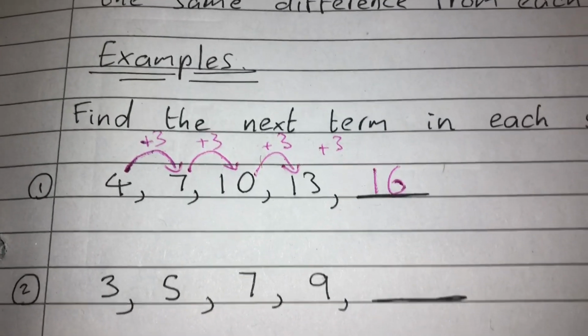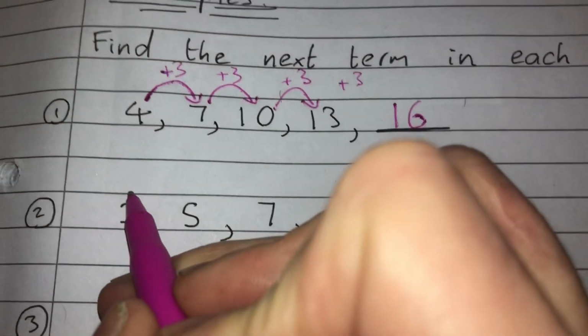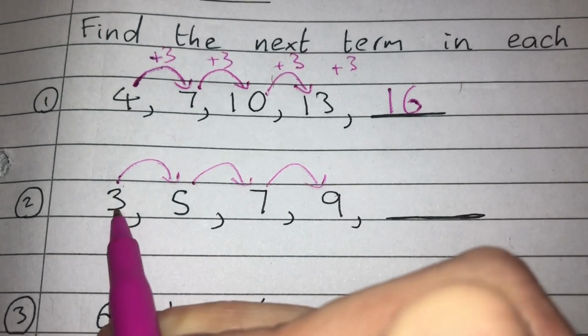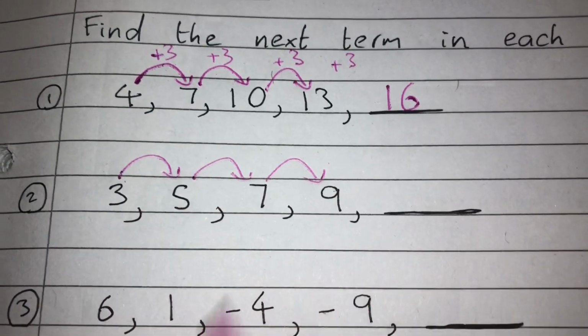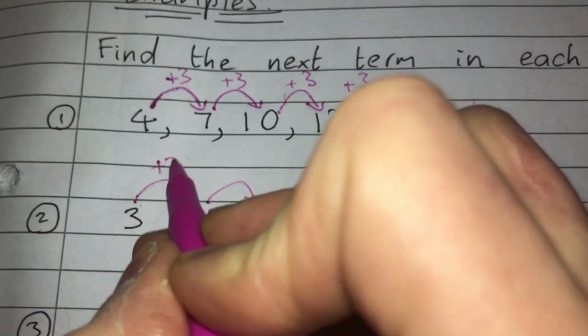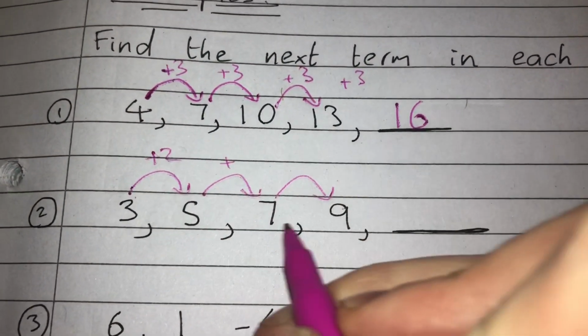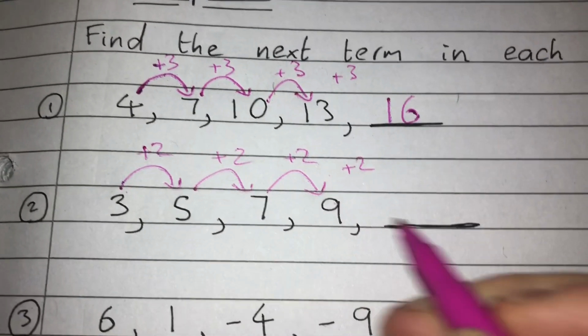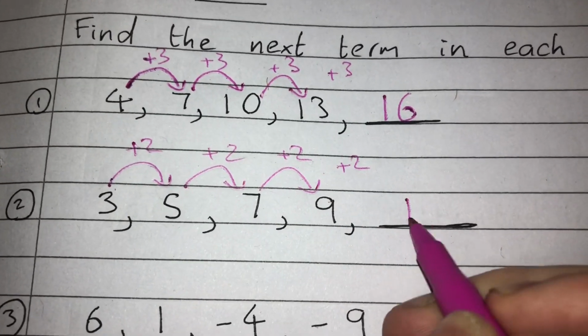Okay, moving on to the second example, again a linear sequence. All these are linear sequences, and again what you will notice is that it's going up by 2 each time. So 3, 5, 7, 9, adding 2 each time, add 2 to 9 to get the next term. 9 plus 2 is 11.